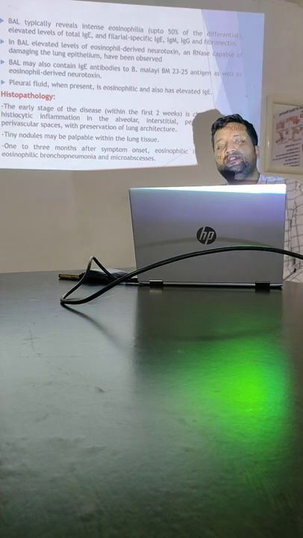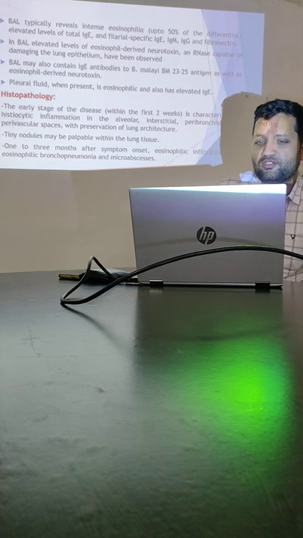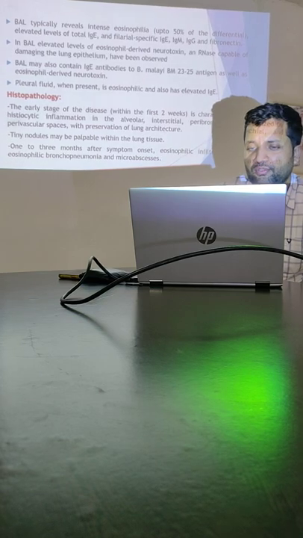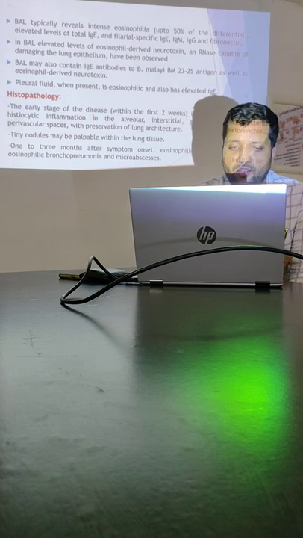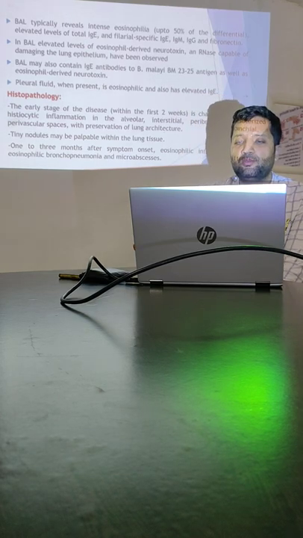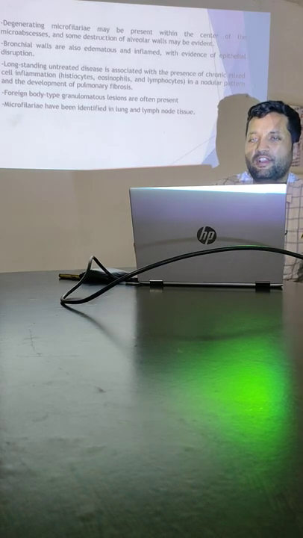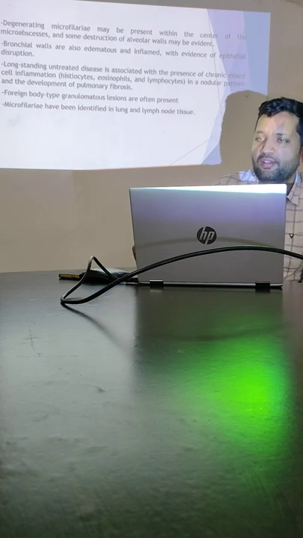Histopathology: pathological investigation at this stage of the disease is characterized by histiocytic inflammation in the alveoli and interstitial, peribronchial and perivascular spaces, with preservation of lung architecture. Small nodules may be palpable within the lung tissue. One to three months after symptoms, there is exudative inflammation with eosinophilic bronchopneumonia and microabscesses. Degenerating microfilariae may be present within the center of the microabscesses.